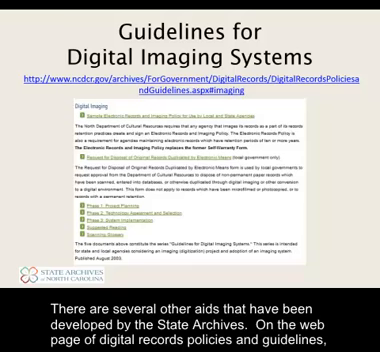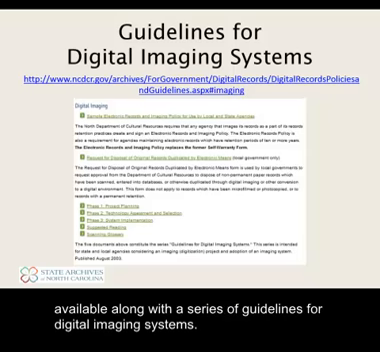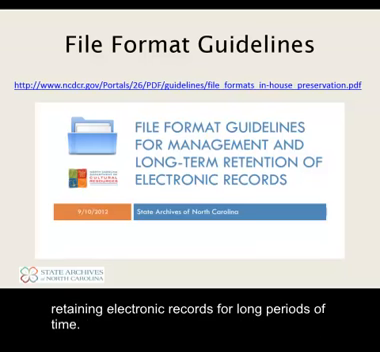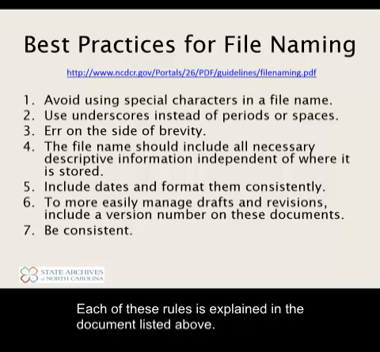There are several other aids that have been developed by the State Archives. On the webpage of Digital Records Policies and Guidelines, the sample electronic records policy and electronic means form previously described are available, along with a series of guidelines for digital imaging systems. Another useful document discusses the guidelines for choosing file formats when retaining electronic records for long periods of time. And Best Practices for File Naming provides an overview of file naming practices that can ensure that your files are easily discoverable. Each of these rules is explained in the document listed above.